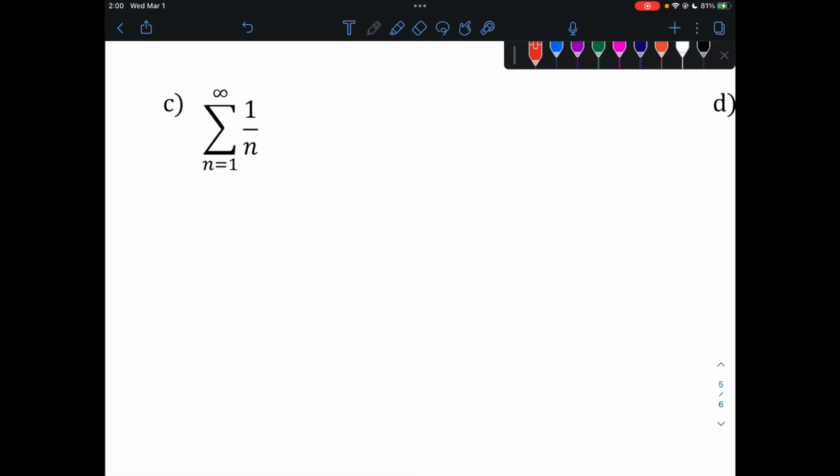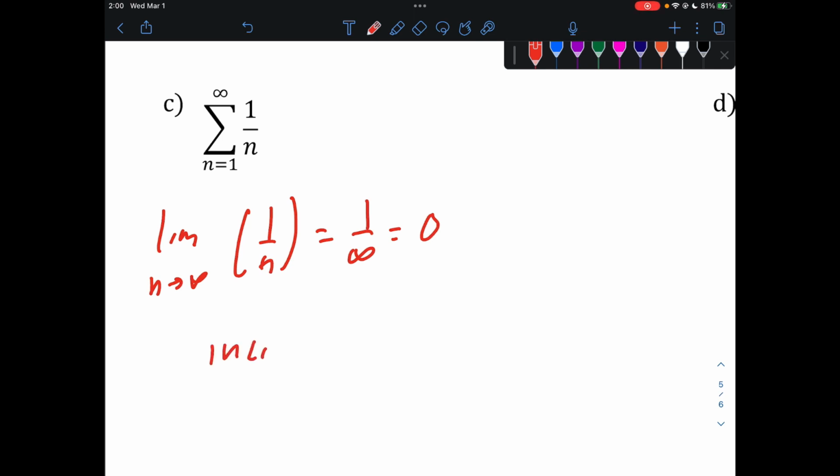Question C. Limit as n approaches infinity of 1 over n, which is 1 over infinity, which is 0. Aha. All right, so remember, we cannot say that this definitely converges, but what we can say is the test is inconclusive. We can't say that it diverges. We can't say that it converges because we're not sure, so we just say it's inconclusive.